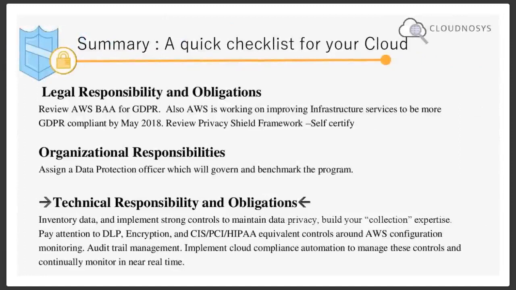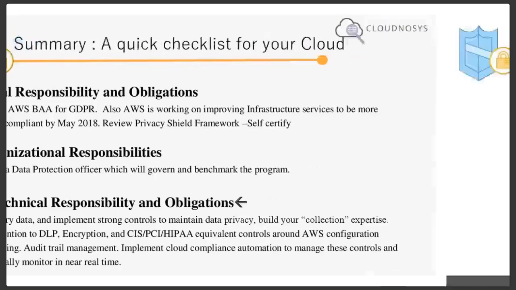Okay, so quick summary: there are some legal responsibilities and obligations around GDPR, like the AWS BAA, that you need to review and sign off on. You can also review the Privacy Shield framework, which is a self-certified process. Organizational responsibilities: you need to assign a data protector, who will govern and benchmark the program. And technical responsibility, which we talked about quite a bit, which is inventorying the data, putting the controls in place, building your collection expertise, and paying attention to things like encryption, DLP, and all of the controls that we talked about.